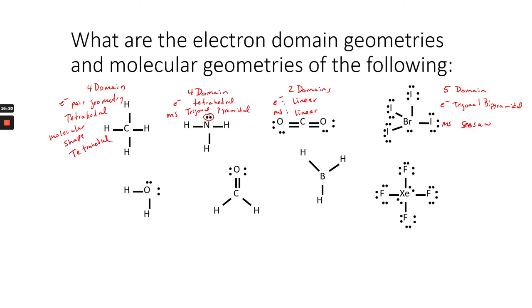I spelled that wrong, 2 E's. Here we have water, 4 domains. Its electron pair geometry is tetrahedral, but 2 of them are lone pairs, so its molecular shape will be bent. 3 domains. This will be trigonal planar. And its molecular shape will also be trigonal planar because it's all bonds.